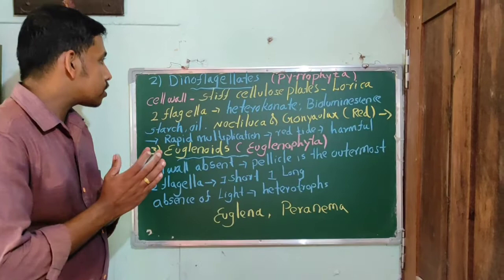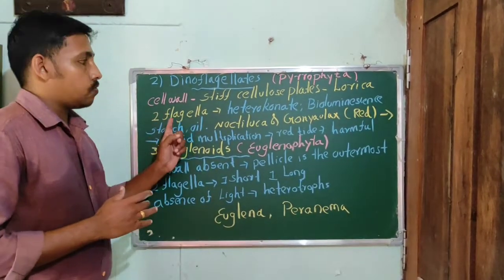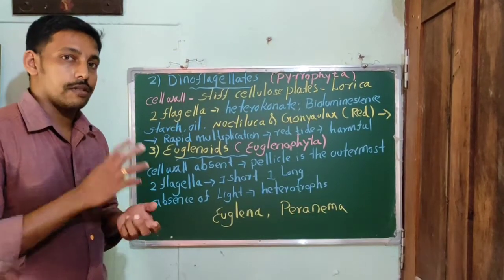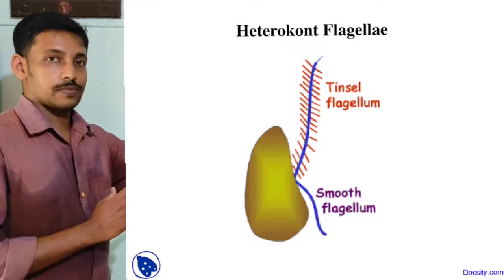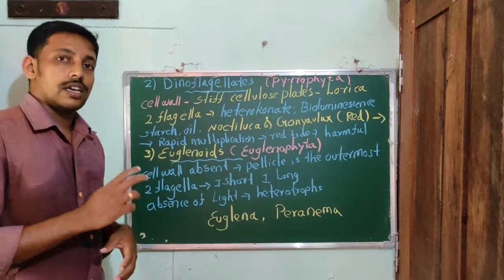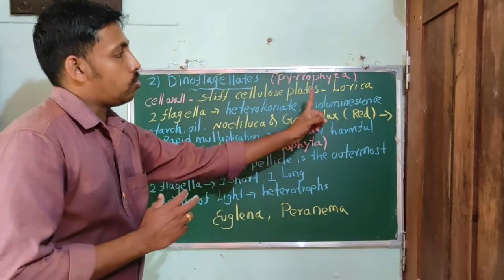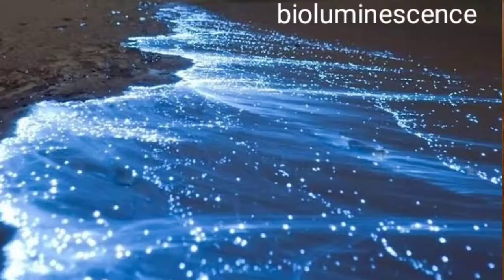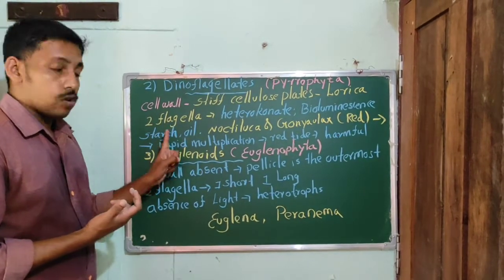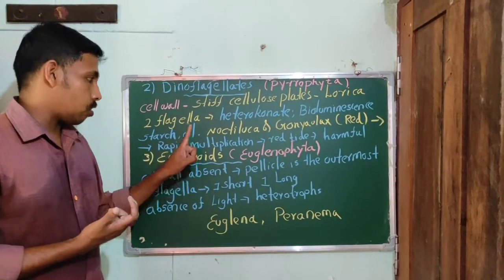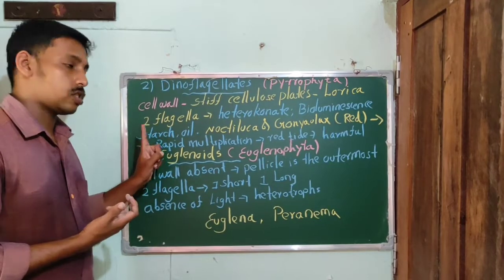And they have two flagella. The condition is known as heteroconate. And they exhibit the phenomenon of bioluminescence. That means they can emit light. And they store food as starch or oil. In the marine forms it is oil, and in the freshwater forms it is starch.